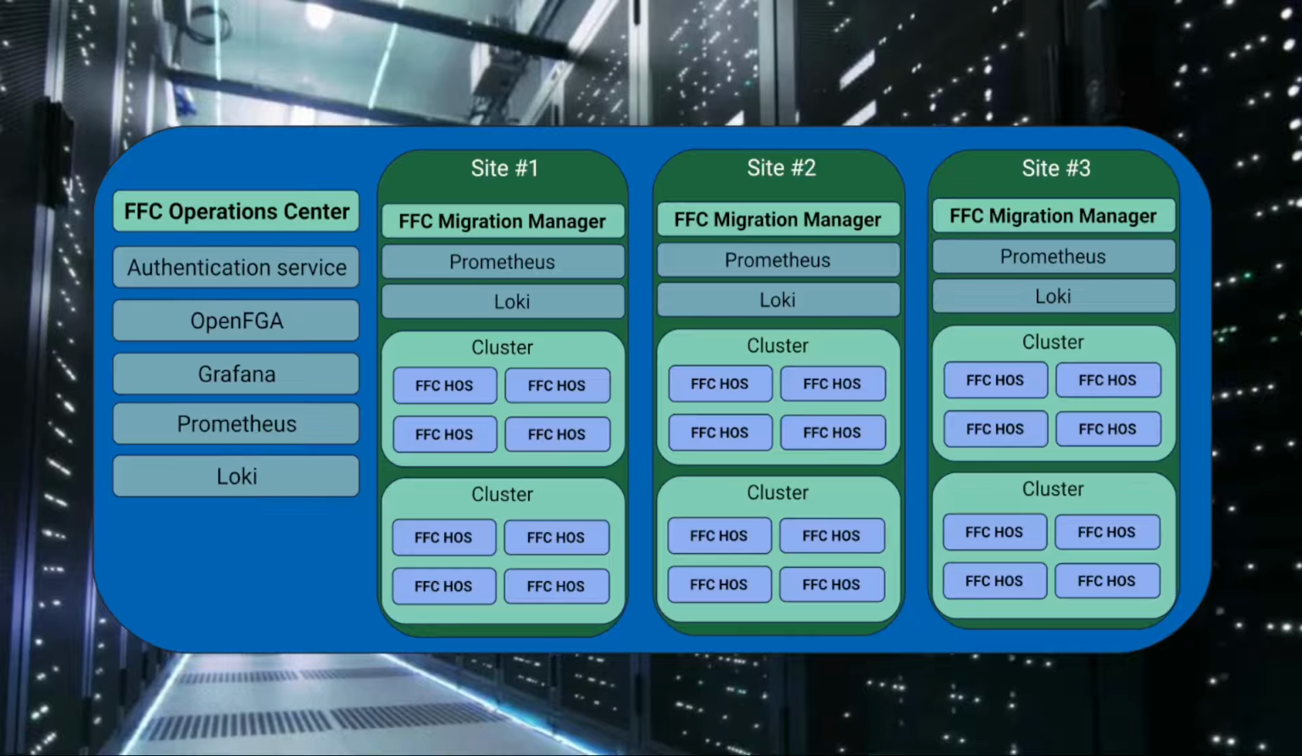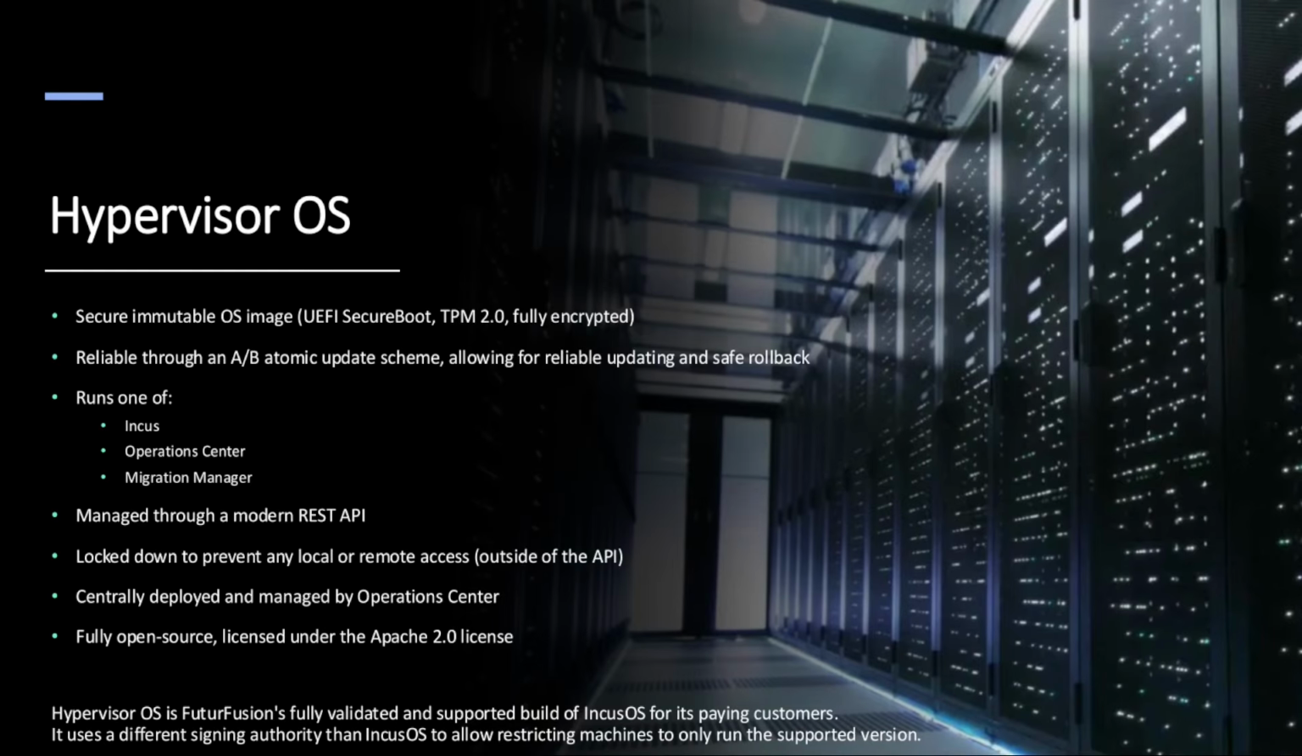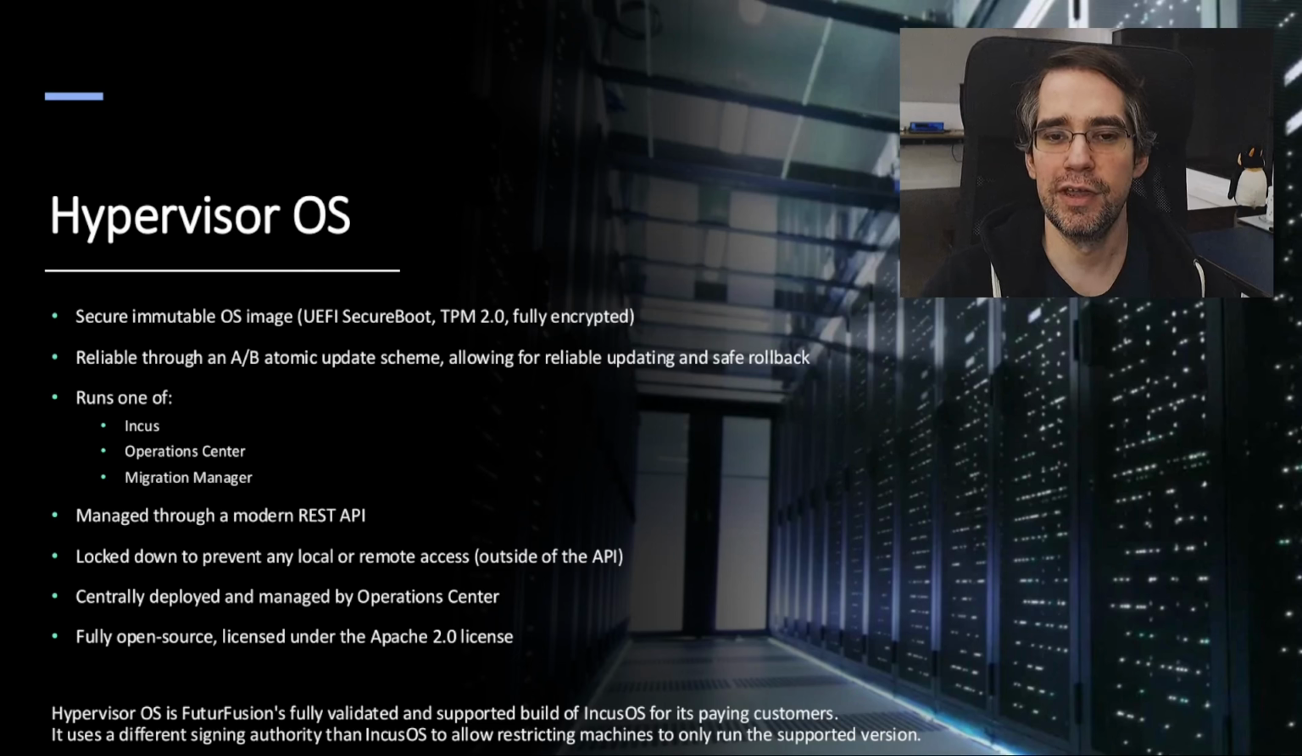Now, let's go through those components in more details and just see how they work and how they all fit in. So first thing first is Hypervisor OS. So that's our very secure, immutable OS image. It actively relies on UEFI secure boot and TPM measurement through a TPM v2 module to handle system integrity and handling the encryption at rest piece of the stack using the TPM state to handle the encryption.